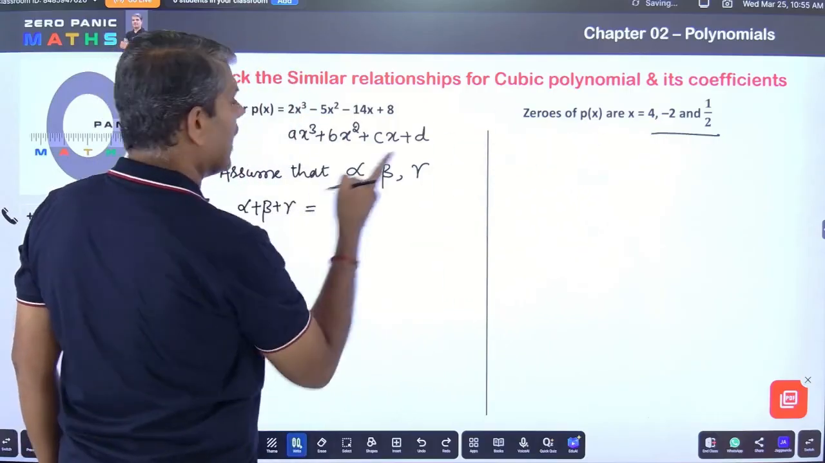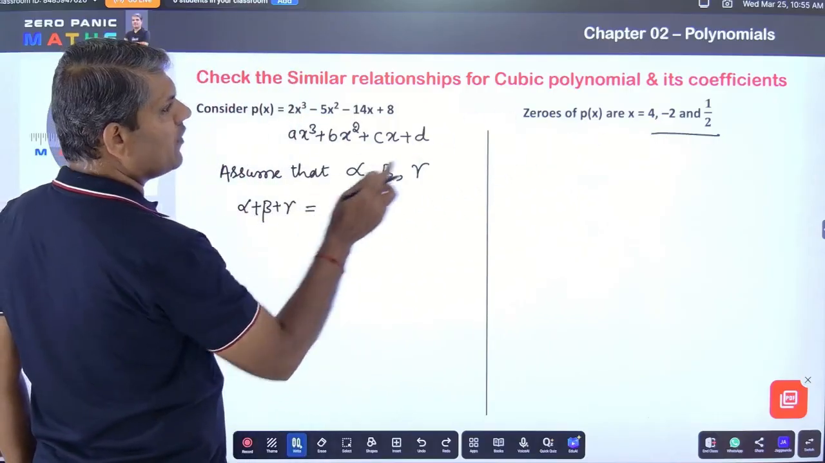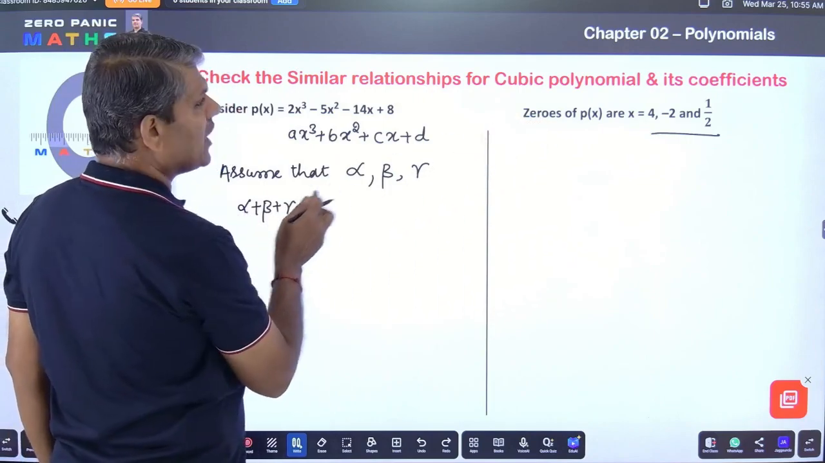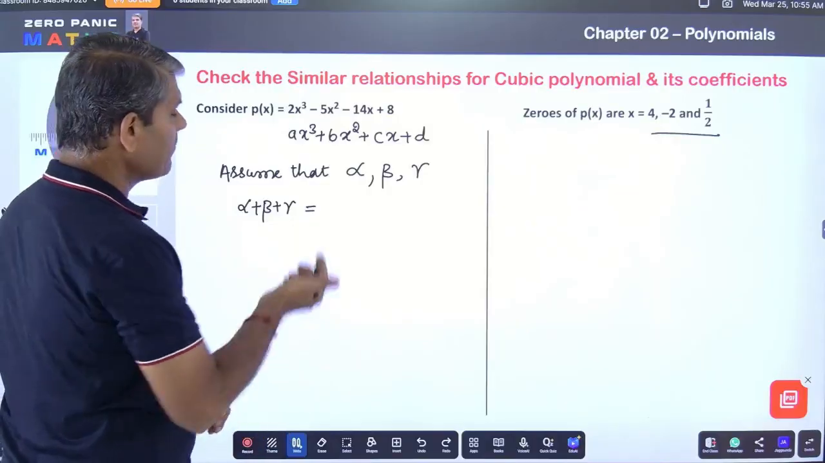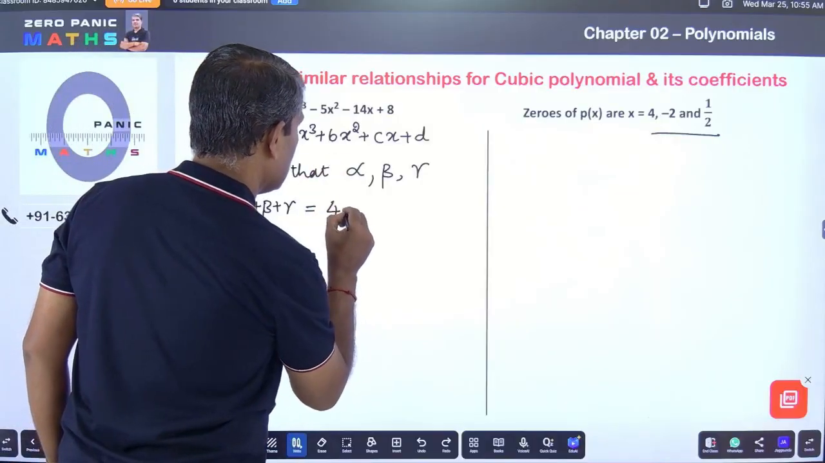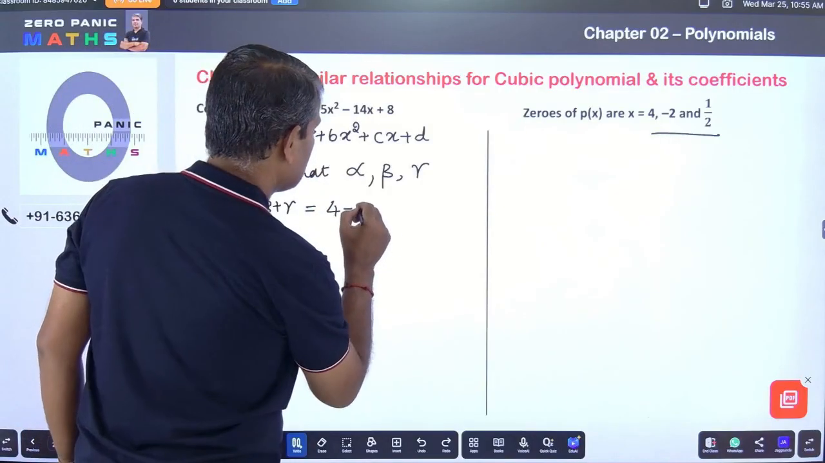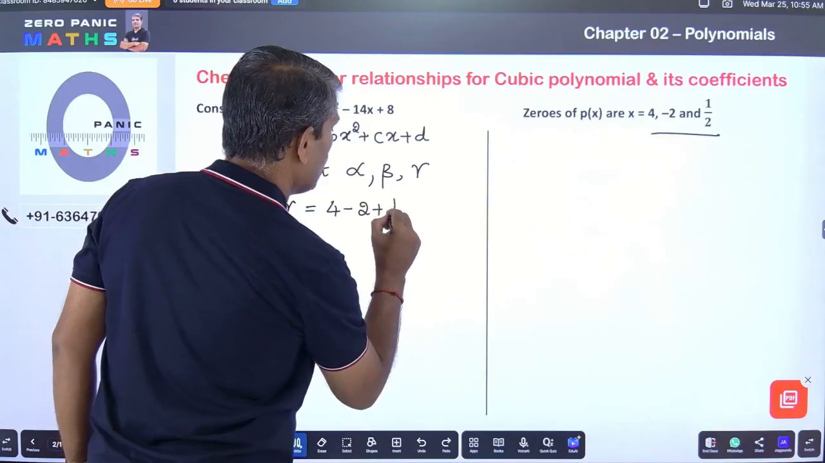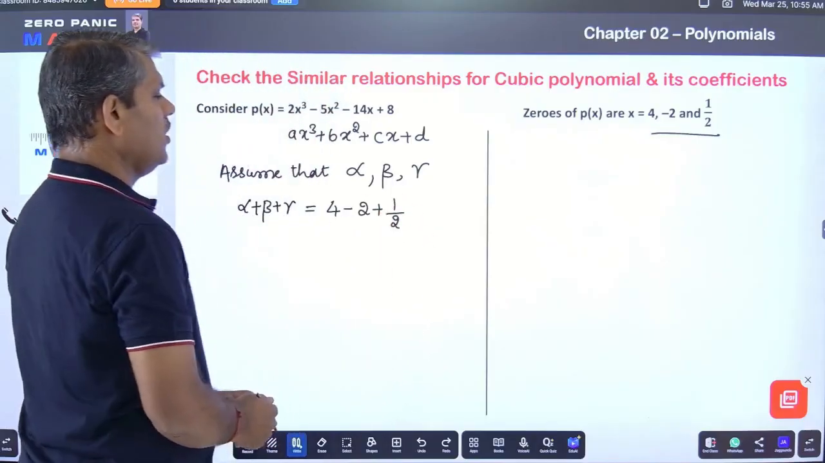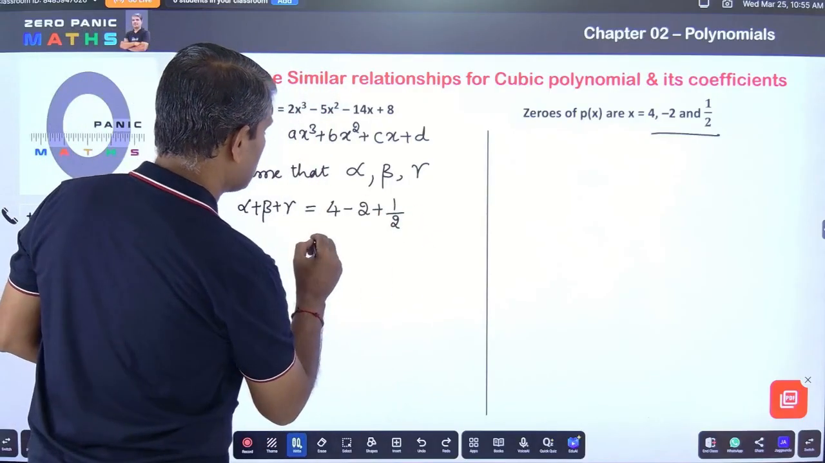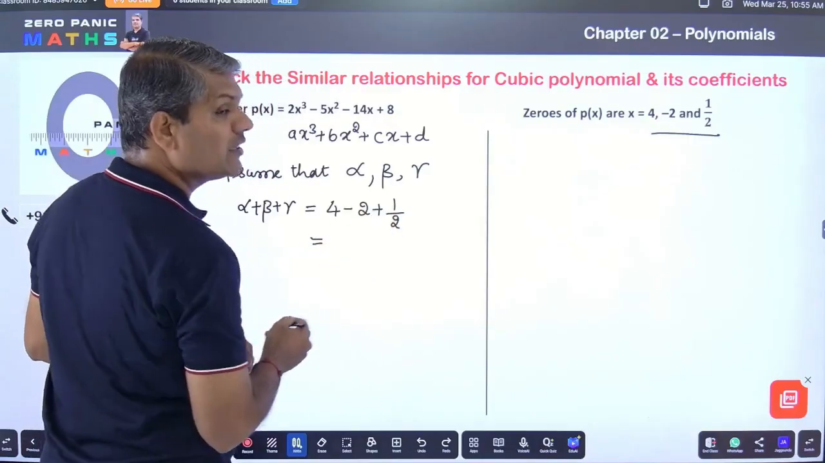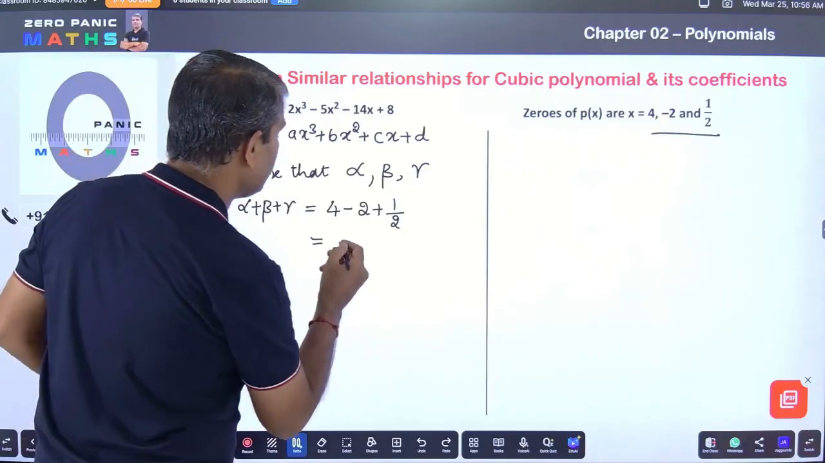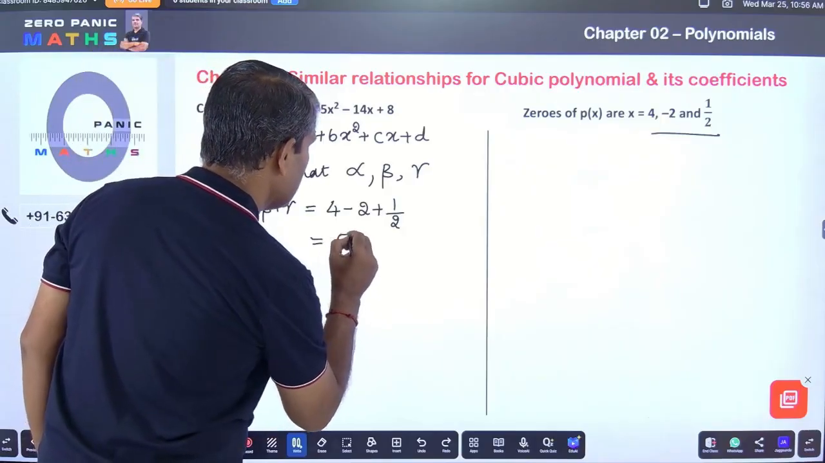Considering 4 as alpha, minus 2 as beta and gamma as 1 by 2. So 4 minus 2 plus 1 by 2. What is this? 4 minus 2 is 2. 2 plus half, that is 2 and a half. 2 and a half I can represent directly as 5 by 2.